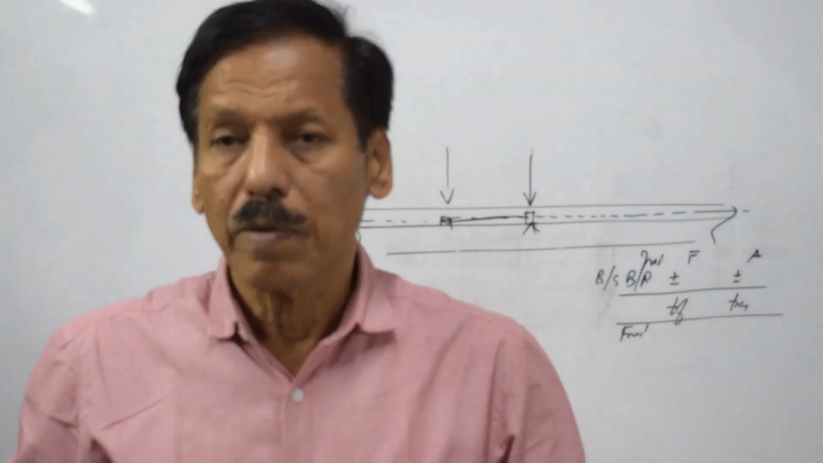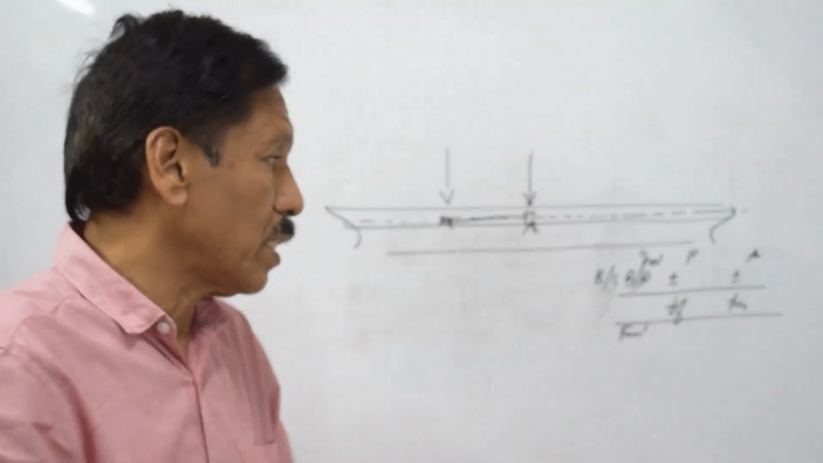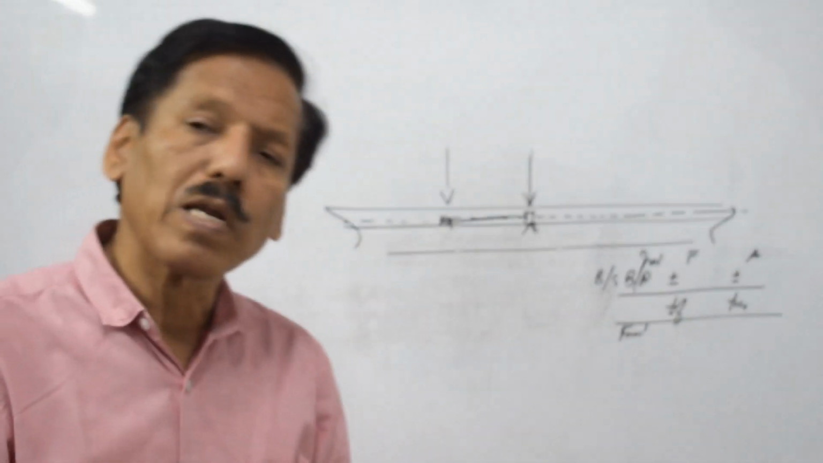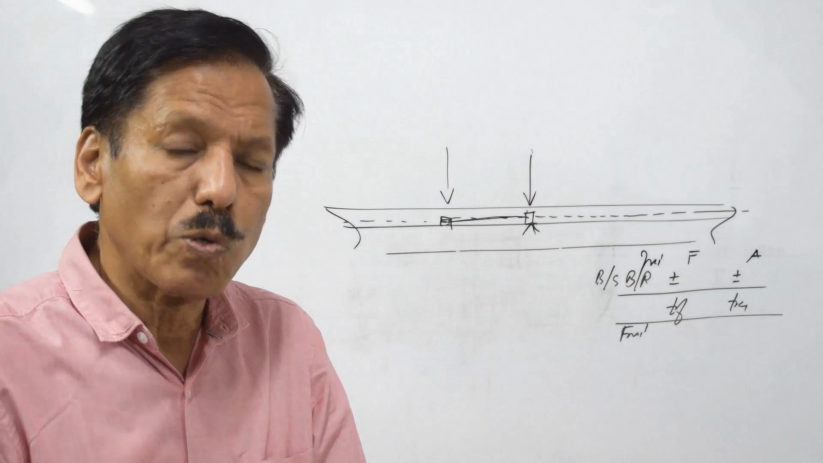And in future, we are going to do some numericals on trim, and we are going to emphasize that we understand the process of change of draft in two stages. In the first stage, there is bodily rise or bodily sinkage, and in the second stage, there is change of draft purely due to change of trim.